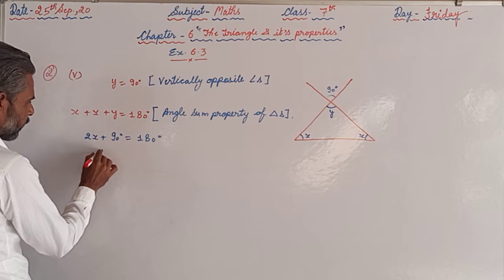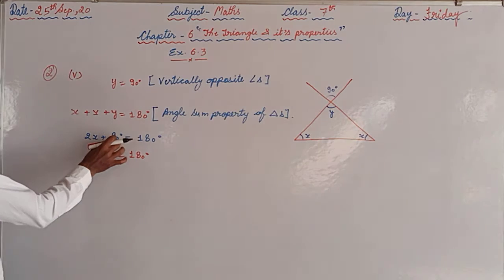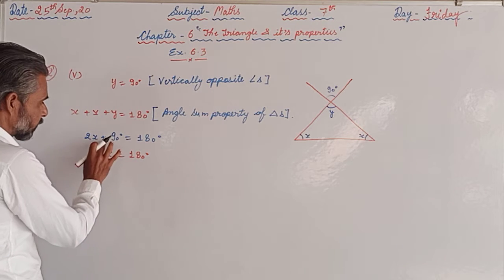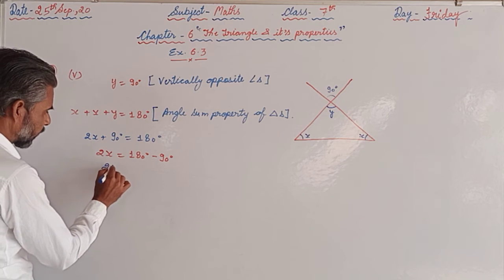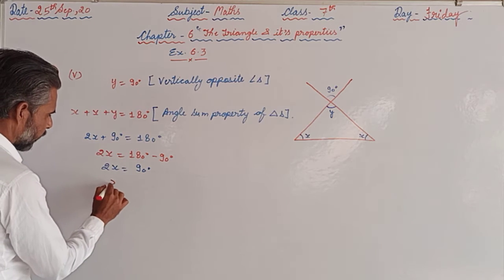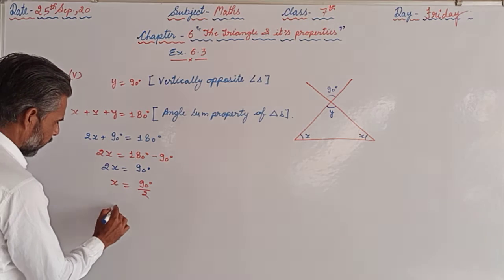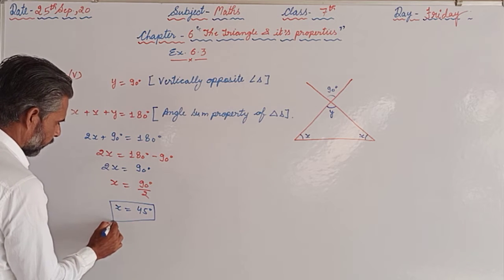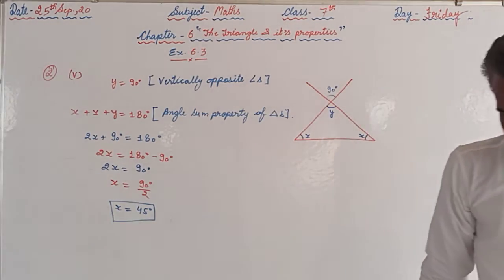From here we can write 2x is equal to 180 degree minus 90, the constant term will be transferred from the left hand side to the right hand side, and the sign will be reversed. It is plus, so it will become minus. Now 2x is equal to 180 minus 90, that is 90. Now we have to find the value of x, and that will be 90 by 2, and from here we got the value of x is equal to 45 degrees. So like this we can proceed with such type of questions.